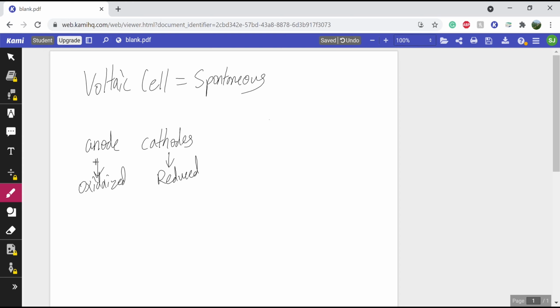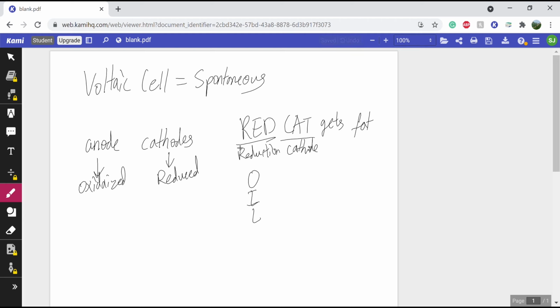The way to remember that is the red cat gets fat. So reduction happens in the cathode, which gains electrons, gets fat. Reduction means gaining electrons. And again, the way to remember that is OIL RIG: oxidation is losing electrons, reduction is gaining electrons. Alright, that's all for anode and cathodes.